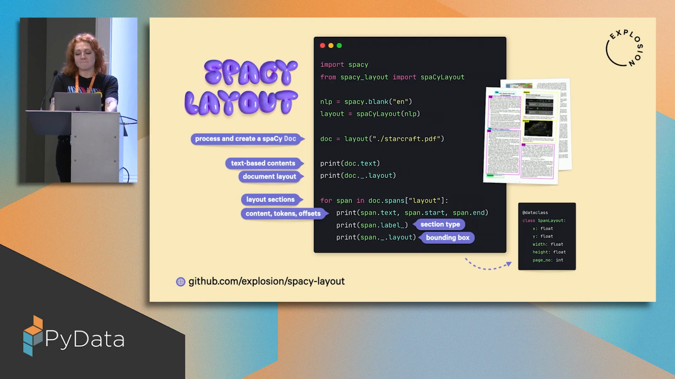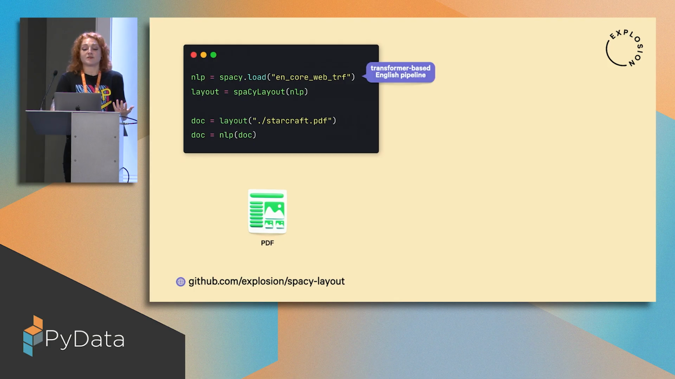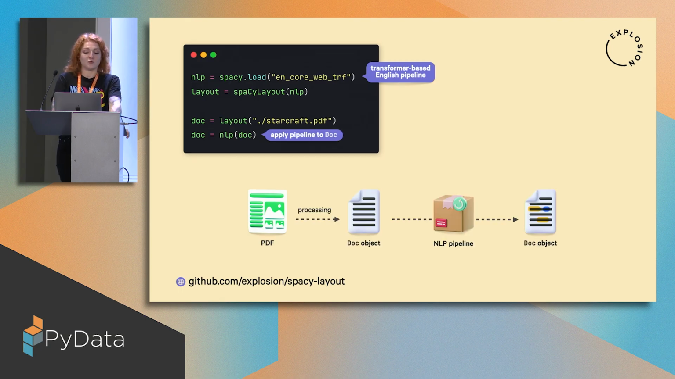And now, of course, an even more interesting part of this is that, if you've used spaCy before, you might know that you can't only process a text, you can also process an already created structured Doc object. So that means if you have extracted the contents from a PDF, you can pass them to an existing model or pipeline. For example, here, that's one we distribute out of the box, the transformer-based English pipeline. And you can basically pass it that Doc object, and that NLP pipeline gives you the annotations that you would normally also get from processing a text.